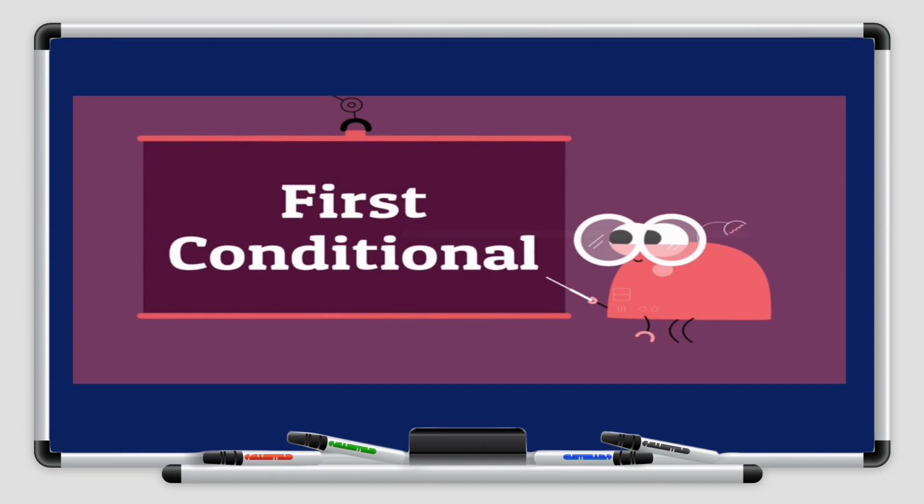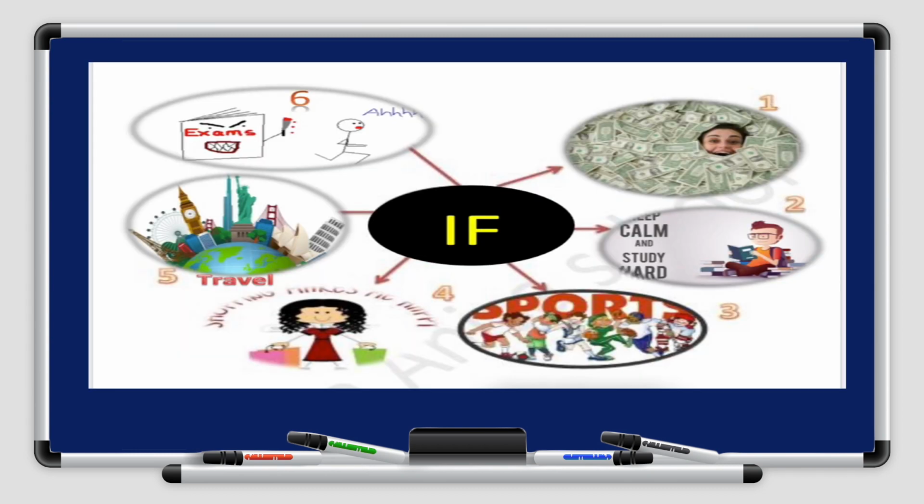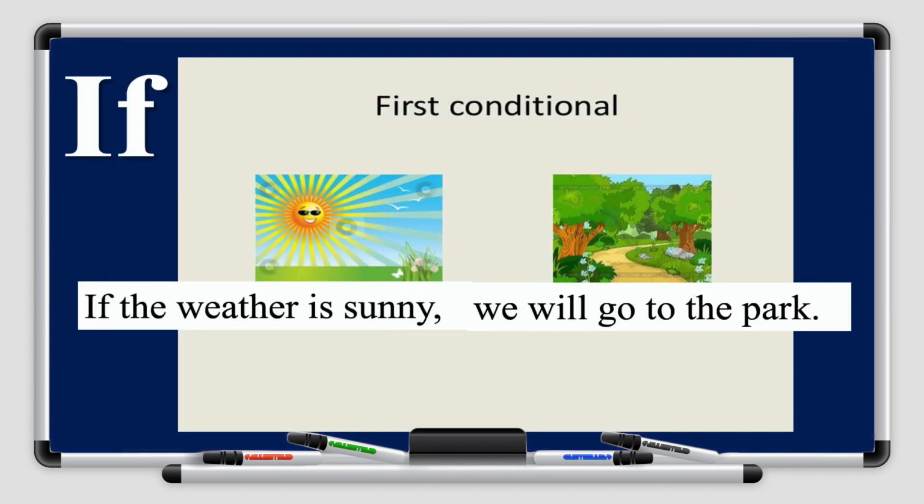And today we're going to learn about the first conditional. What is the first conditional? If the weather is sunny, we will go to the park. As you can see, this sentence is made up of two parts. The first part, if the weather is sunny, that's the condition.